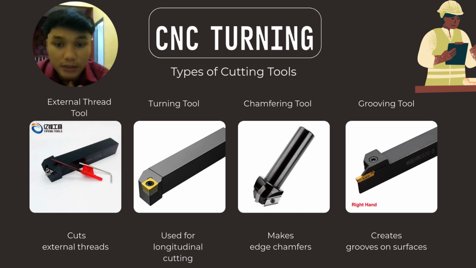Okay, we move to types of cutting tools in CNC turning. Number one is external thread tool. It is used to cut external thread. Number two, turning tool, is used for longitudinal cutting. And number three, chamfering tool, used to make edge chamfer. And number four, grooving tool. It is used to create grooves on the surface.